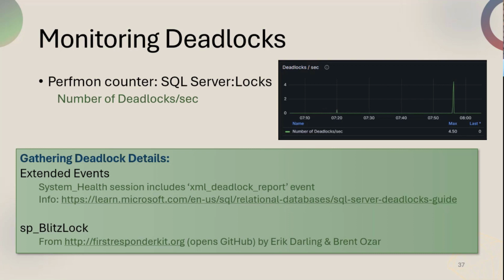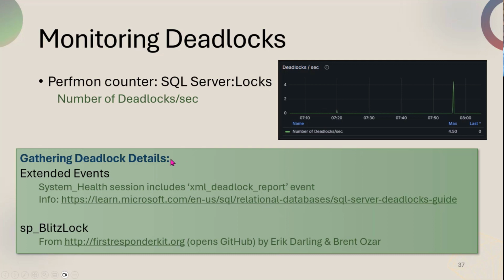So what SQL Server does is it picks, seemingly at random, the one that's done the least amount of work, and it actually kills that process. Then the application would have to resubmit that query in order to run, but it allows that other one to continue on with what it was doing.